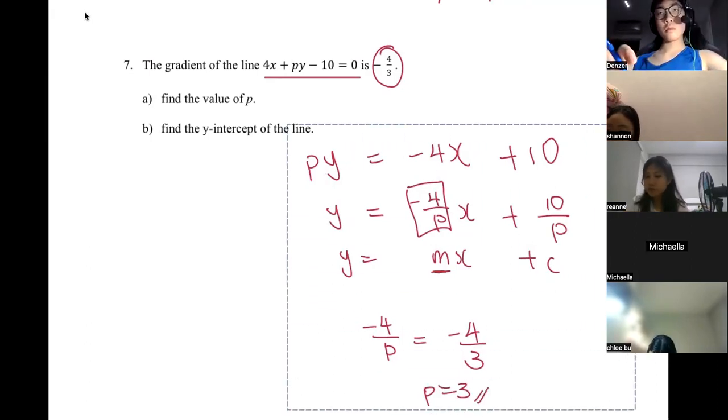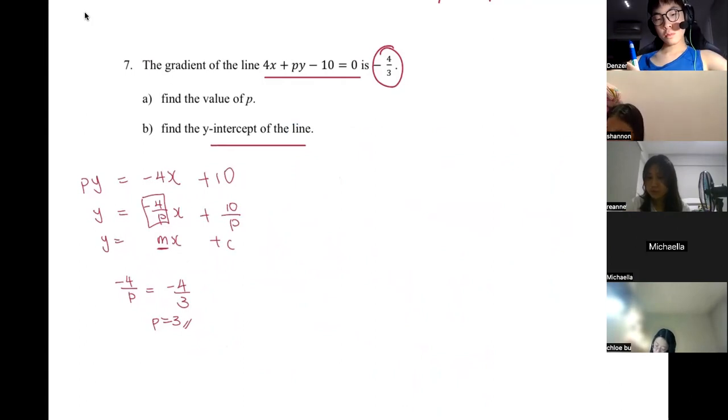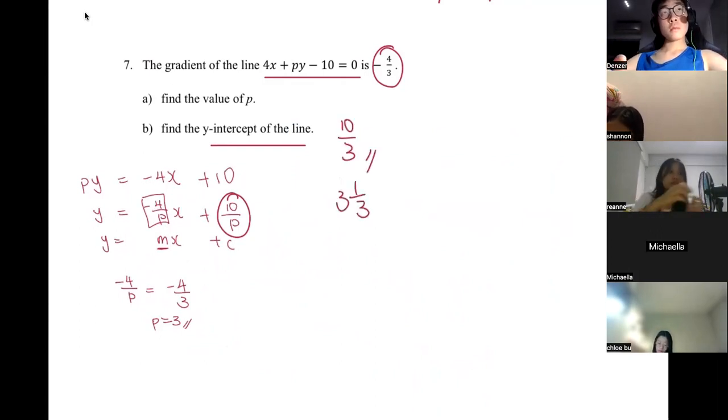Okay, easy, no problem. Got problem, please tell me. Then after that, they tell me to find the y-intercept. Easy. The y-intercept is this, and I've already found that p is 3. So it's just 10 over 3. I can put it as 3 and 1/3, or as 3.33. I don't want decimal.